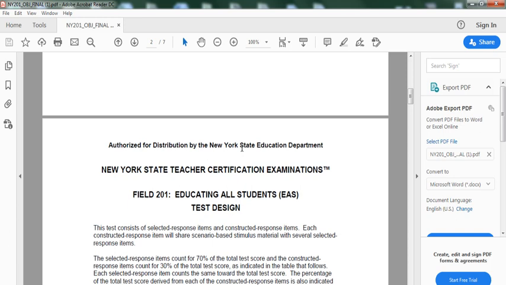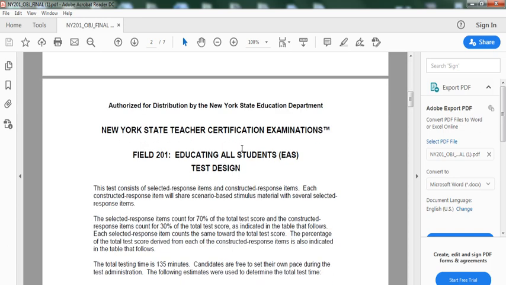So what is the Educating All Student test? The Educating All Student test is designed for teachers to understand students that have special abilities. What do I mean by special abilities? Well, for those students that have special needs, that are autistic, when you encounter those types of students as a teacher, you need to know what to do in certain situations. What type of teaching styles would you be using?